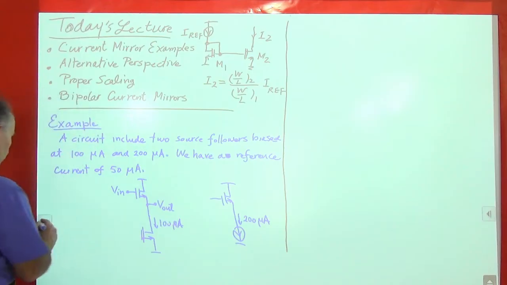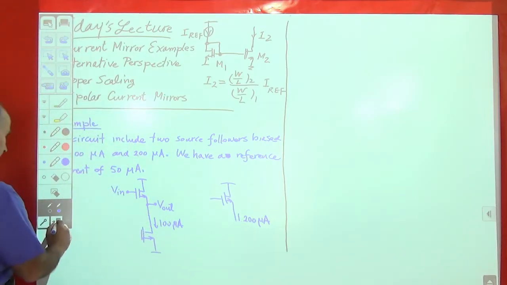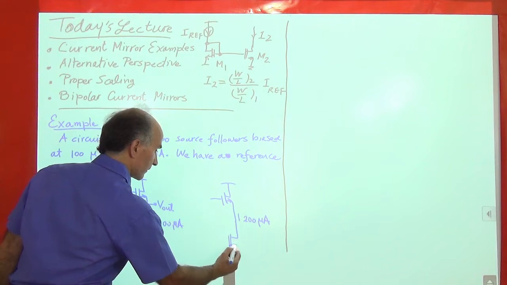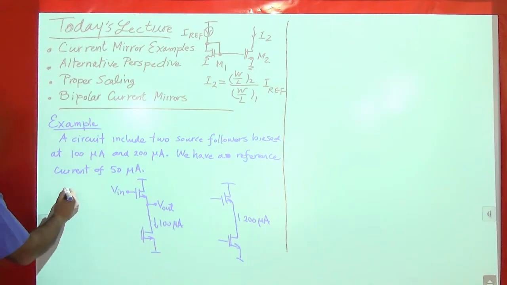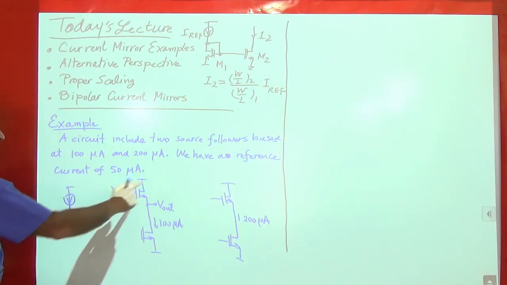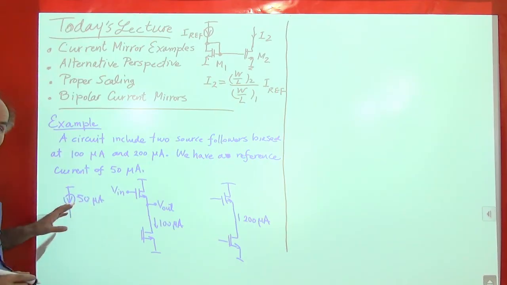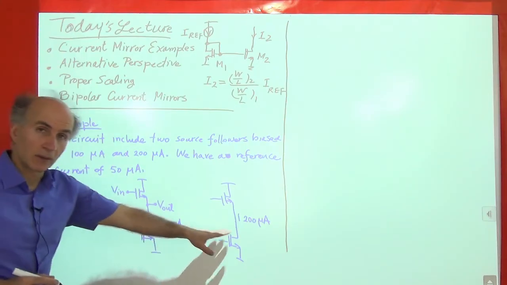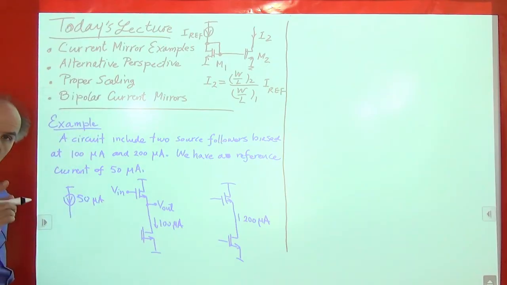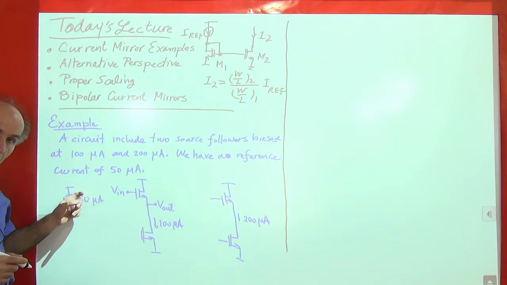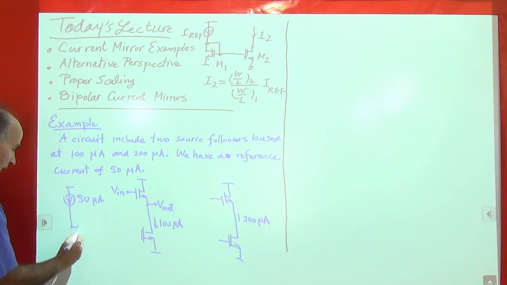Okay, sorry, I have to draw that as an NMOS device so that I don't have to redraw it. Okay, so here's an NMOS device. Okay, now I have a reference of 50 microamps, so that's 50 microamps. And I need to copy this onto here and onto here to create 100 microamps and 200 microamps. All right, so first we pass this current through a diode connected device, like so.